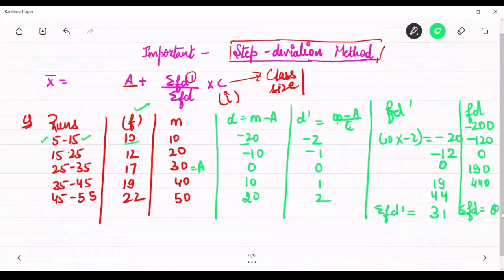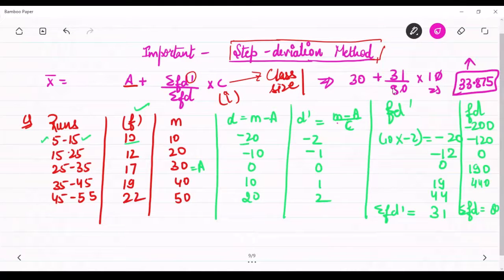Now let's put the values in the formula and get the answer. I know this is a pretty long video, but it is what it is. So A is what we have assumed, 30, then sigma F D dash is 31 upon sigma F, which is 80, and C was 10, right? So when we calculate it, the answer will be 33.875. So this is the answer.